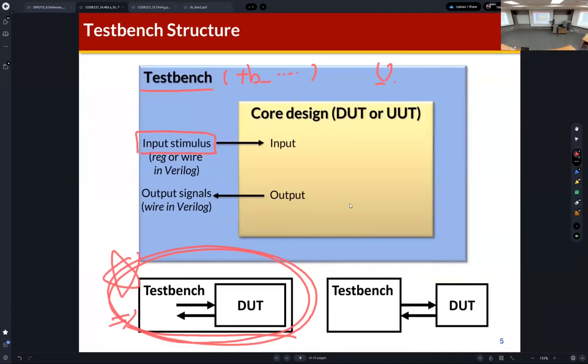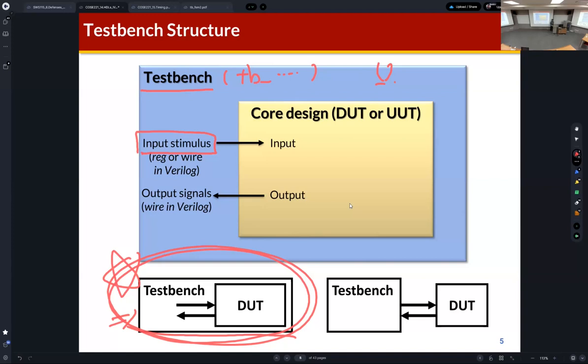So usually the test bench includes our code design, and the test bench does not include any input or output ports. The signals are generated inside of the test bench module, and these generated signals are given to the input ports of our core design, and then we can monitor the output signals. The output signals are delivered to the internal signals of the test bench. Okay.